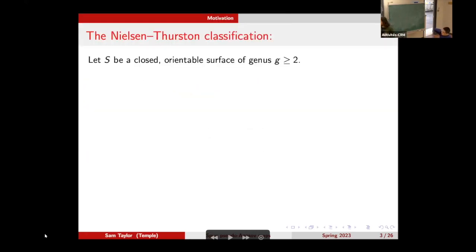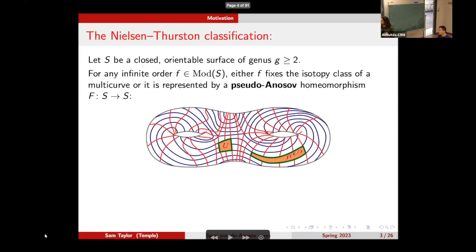So I want to start with one way of motivating what we were thinking about. I'll start with the Nielsen-Thurston classification. Let S be a closed orientable surface of genus at least 2. Then the classification says the following thing.